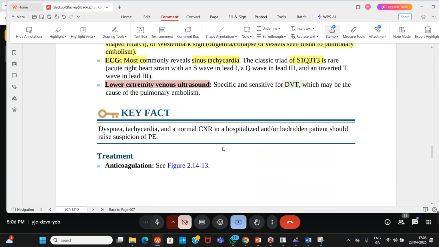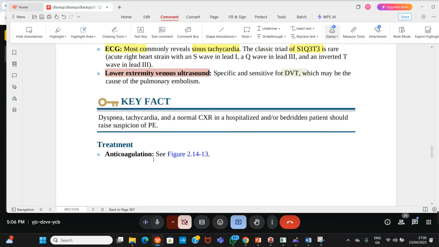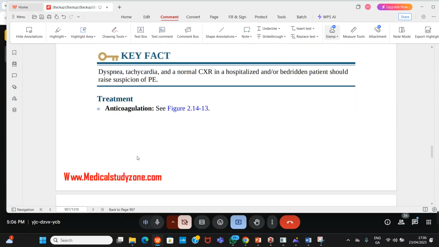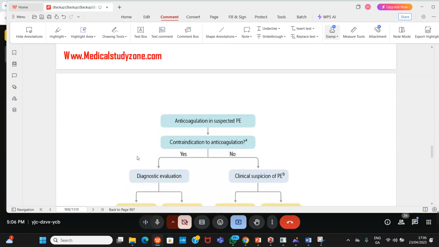Nobody's going to be asking S1, Q3. All these things are very rare, so they are not common. They ask common things. Some people, if they forget S1, Q3, will start panicking. But Step 2 is not about that. Trust me, it's not all about stuff. So S wave in lead 1, Q wave in lead 3, and inverted T in lead 3.